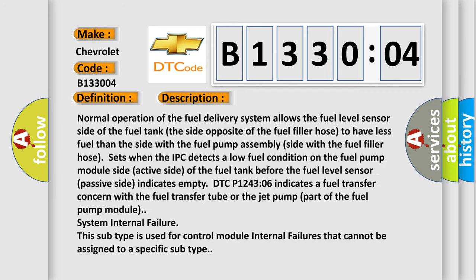Normal operation of the fuel delivery system allows the fuel level sensor side of the fuel tank, the side opposite of the fuel filler hose, to have less fuel than the side with the fuel pump assembly, the side with the fuel filler hose. When the IPC detects a low fuel condition on the fuel pump module side, the active side of the fuel tank, before the fuel level sensor, the passive side, indicates empty, DTC P124306 indicates a fuel transfer concern with the fuel transfer tube or the jet pump part of the fuel pump module system. Internal failure. This subtype is used for control module internal failures that cannot be assigned to a specific subtype.